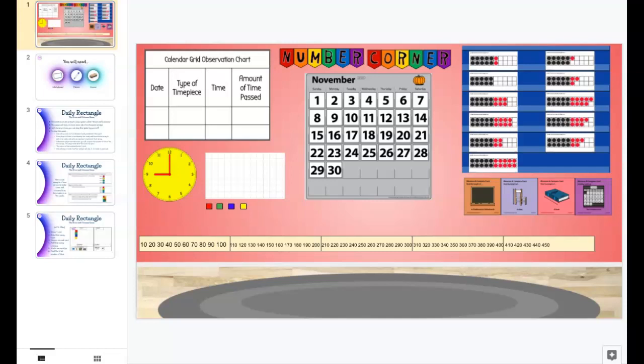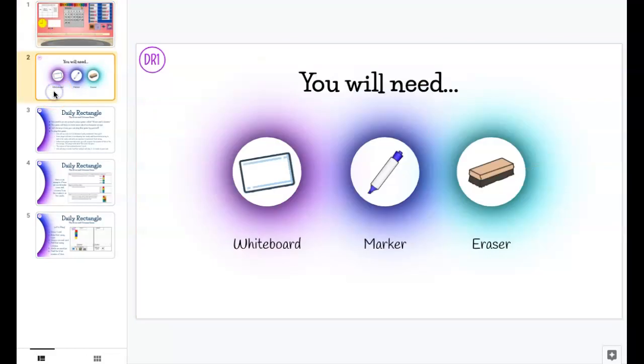For Number Corner today, we will be playing the rows and columns game for the third and final time. Remember, we play this game on Seesaw, but we do need our whiteboards, markers, and erasers to write our equations as we play. Take a moment to get your materials right now. You can pause the video if you need to.